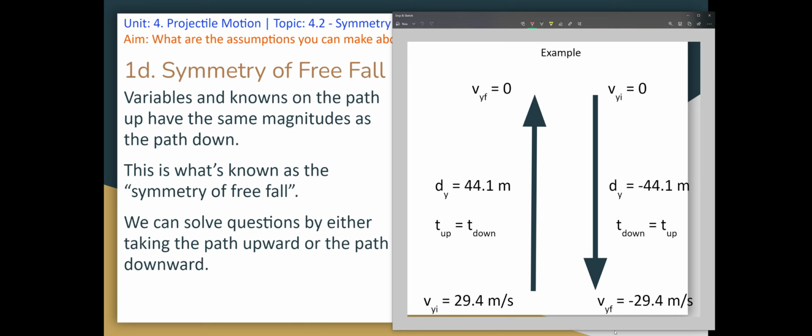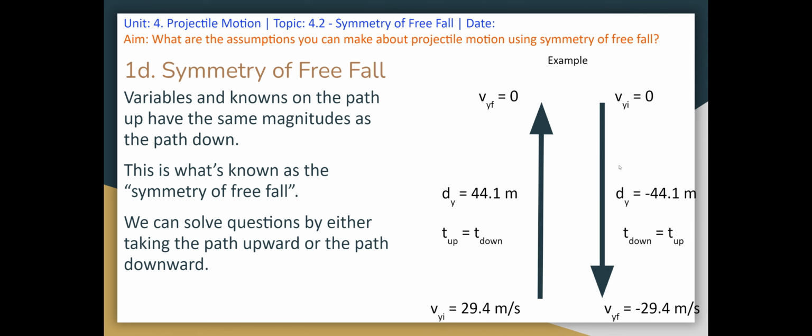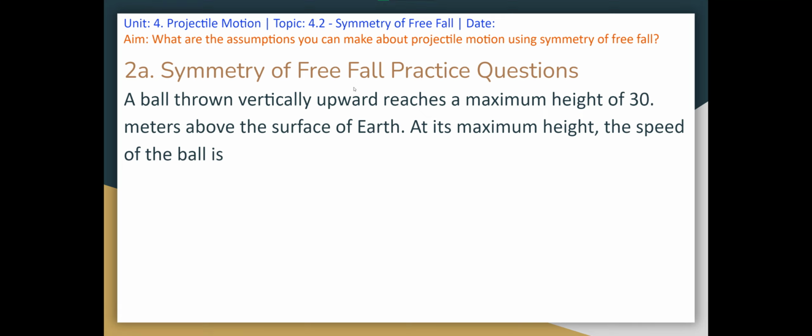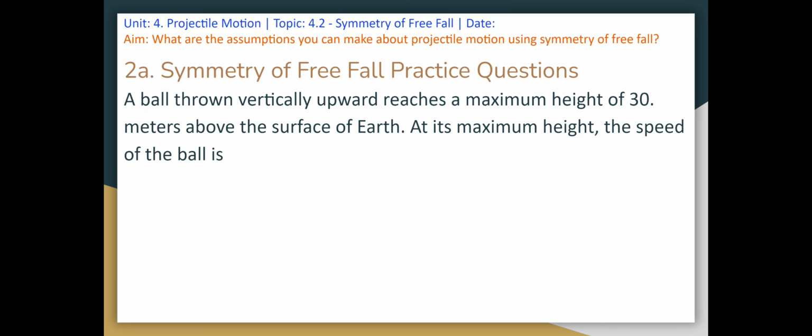So when we're solving problems, we can either analyze my path upward, or I can analyze my path downward instead, because everything will be the same on both sides, except that they're in opposite directions. This will be much clearer when we go over practice problem 2E. But before we get there, let's do a few practice problems. There are a few practice problems in front of us.